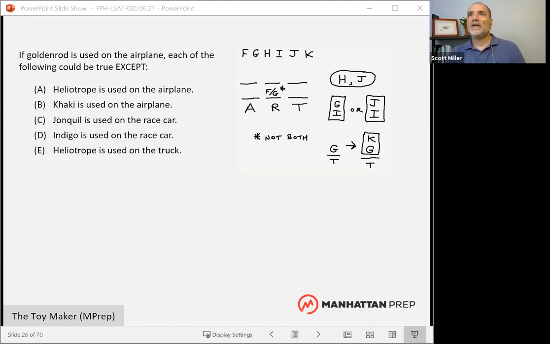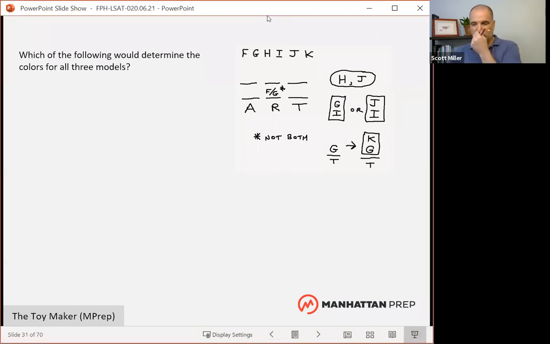So I'm going to go ahead and do one more here. I know we're getting almost to the end of our time. I'm going to show you another way that we might use hypotheticals, and that is to test an individual answer choice. I'm just going to do this one quickly. This is a question that asks, which of the following would determine the colors for all 3 models? I think we call this a complete determination question.